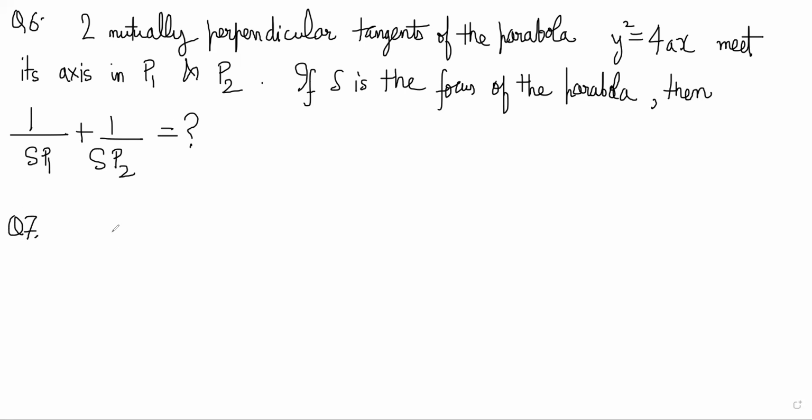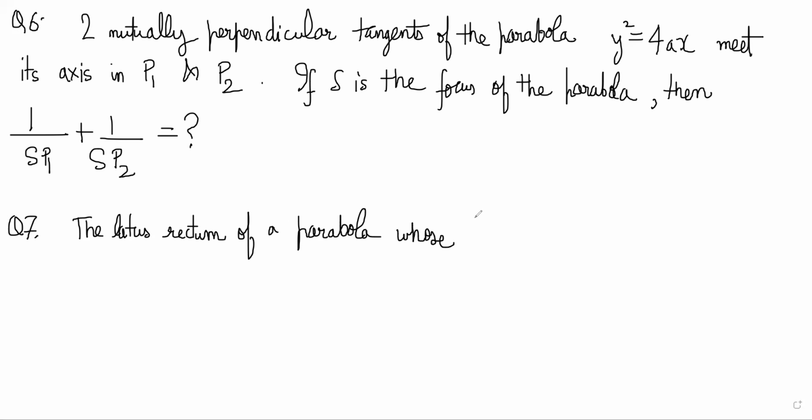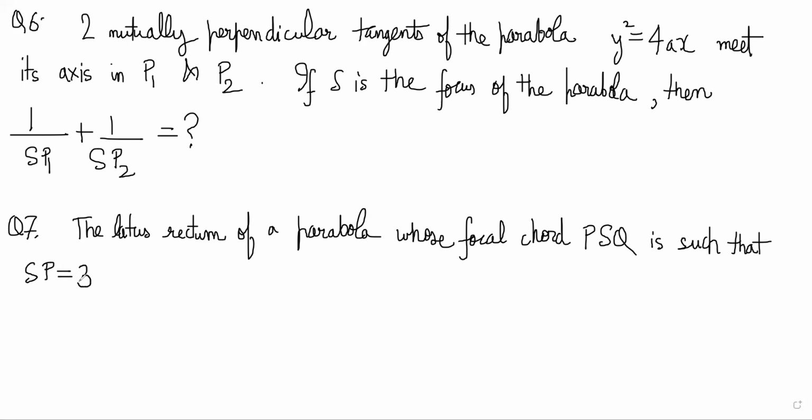And the second one is this. The latus rectum of a parabola whose focal chord PSQ is such that SP is equal to 3 and SQ is equal to 2 is what? Try these two.